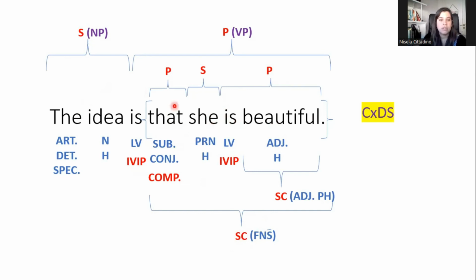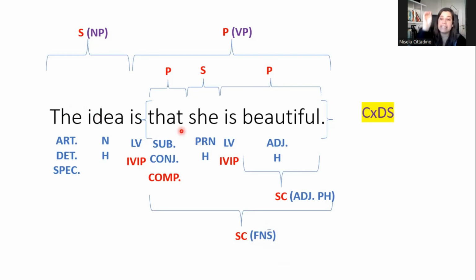Okay? So, let us get inside the clause. The overall idea is that the idea is the subject, is is the linking verb, and that she is beautiful is the subjective complement. And that she is beautiful is a finite nominal clause. Okay? So you mark it like this, FNS with a small dash at the top.